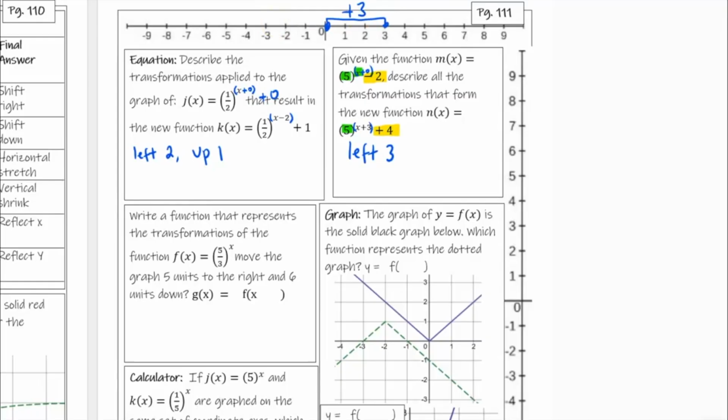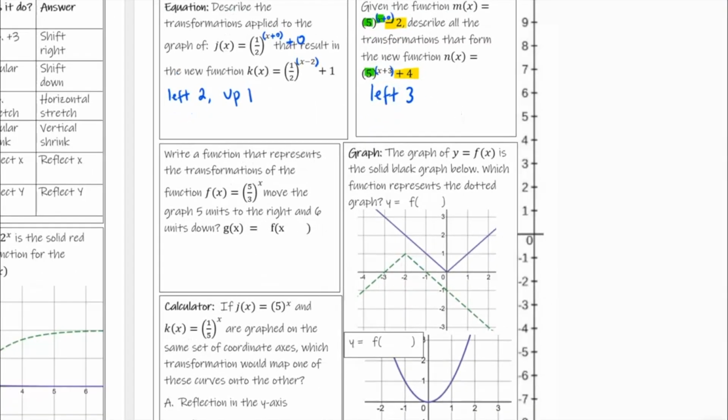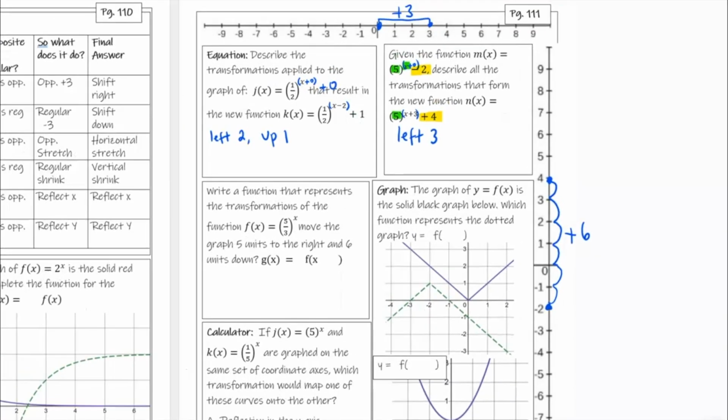So let's do that on the y-axis and see what happens. From -2 to +4. I start at -2. I'm going to go 1, 2, 3, 4, 5, 6. I'm going to go up 6. And y is regular, so that's correct. So it's going to be up 6. So the transformation from m of x to n of x is left 3 and up 6. And again, I can type this into the calculator and double check it. But remember, we're doing this without our calculator to get some time back.